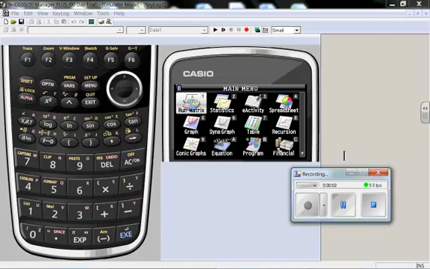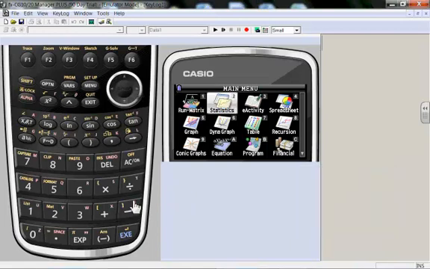Welcome to part 2. This is episode number 6 of CMath Run. We are in part 2 looking at statistics. Today we're going to be looking at advanced statistical features in the Casio Prism. So I'm going to go into my statistical mode.